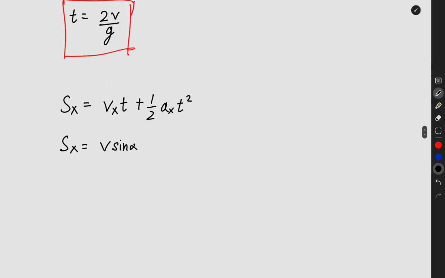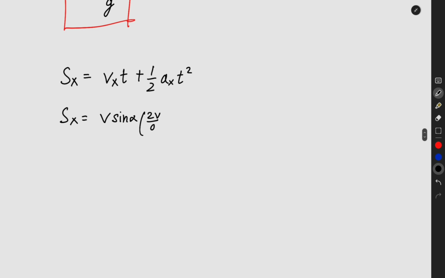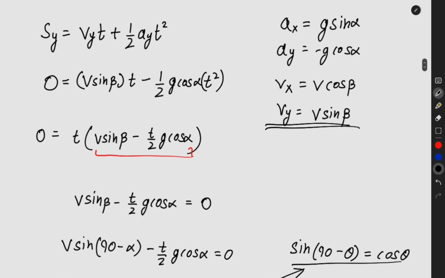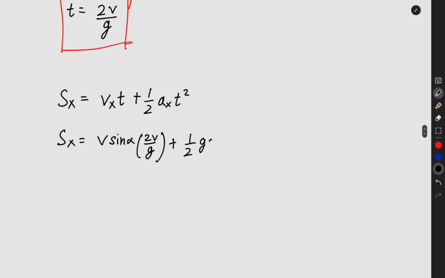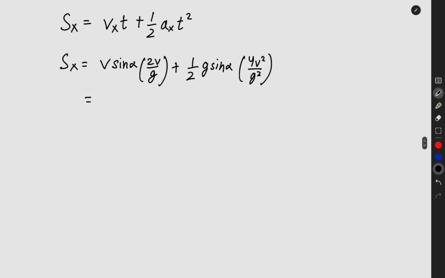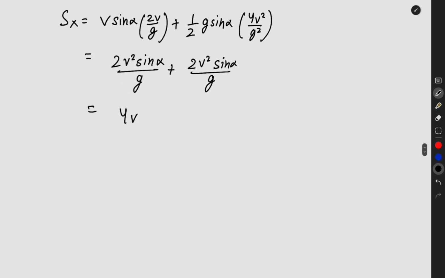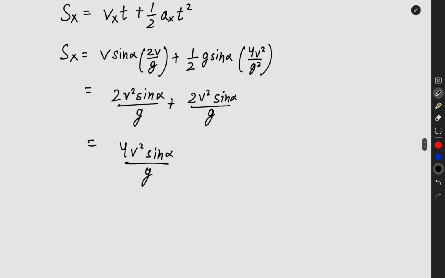times t. Now we put the value of t here. 2v by g plus half times ax, which was g sine alpha, times t squared, which is 4v squared by g squared. Simplifying everything up, we get 2v squared sine alpha by g plus 2v squared sine alpha by g. Cool. We get the same expression. So we just add everything up. We get 4v squared sine alpha by g.